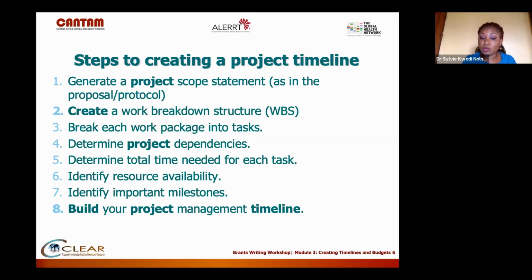But are they available to do this research work, since they already have their own work? If you need a nurse for 10% of the time, that means about half a day in a 5-day work week. Does that nurse have 4 hours to give you every week to work on your project? Those are things you have to take into consideration. You need to identify important milestones, and then all of that together, you build your timeline.